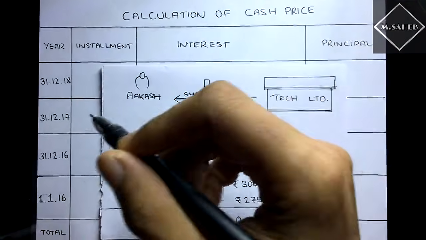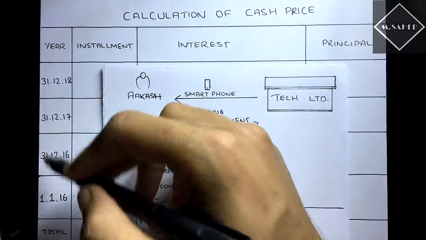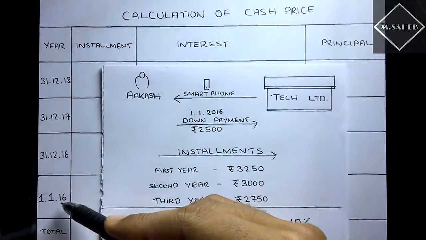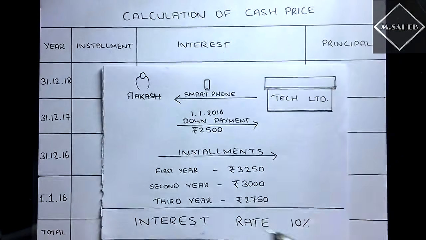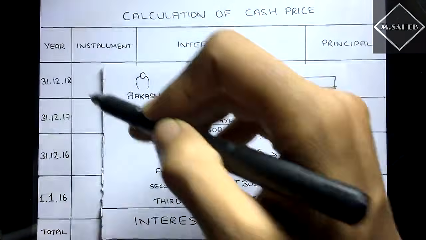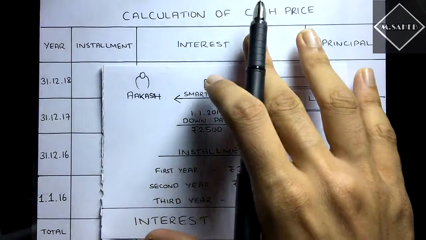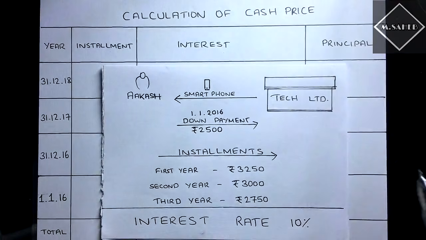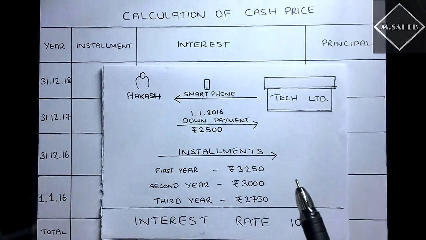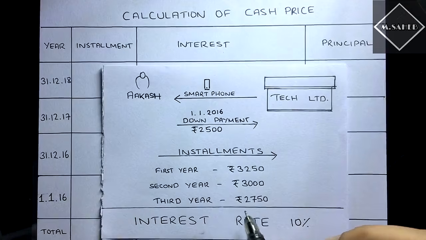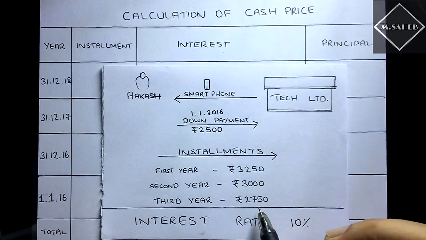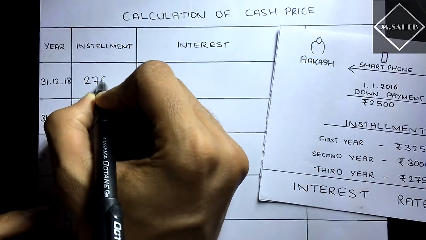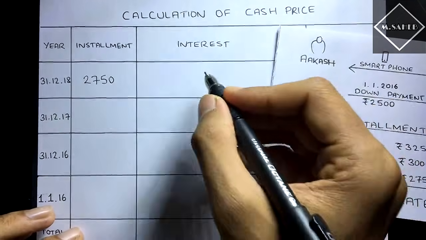So here if you can see, I have written the years in backward form, in reverse. See, 2018, 17, 16, right? So I have written this in reverse form. Why? Because this is the backward method. We are trying to find out the cash price. All right, so let's start. First we have to take the last installment, that is 2,750, so let's take that in the installment column, 2,750, and then we have to calculate the interest.